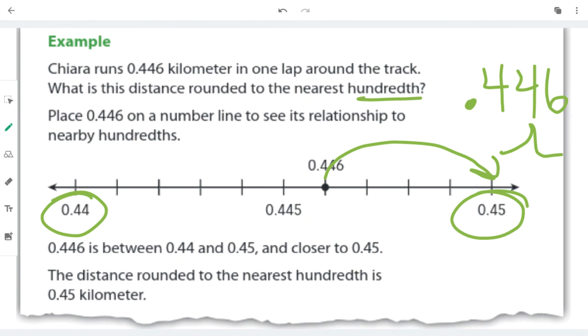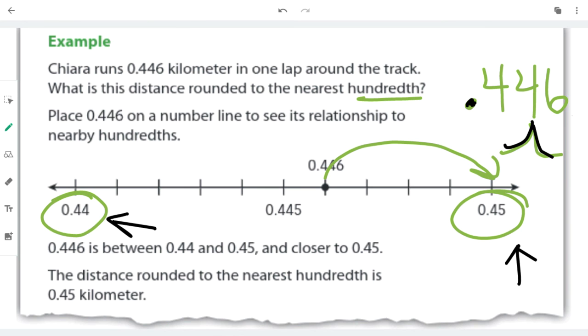This is when the rounding begins. Our question says Chiara runs 446 thousandths kilometer in 1 lap around the track. What is this distance rounded to the nearest hundredth? So here I have my number, as you can see. I find the hundredths place, and I have to make a decision. What are the two options? It can either stay the same, a 4, as you can see here, stays the same, 44, or it can rise or soar to 45.